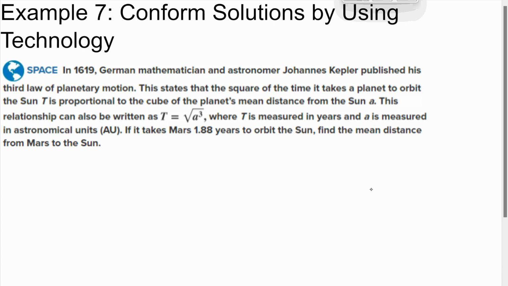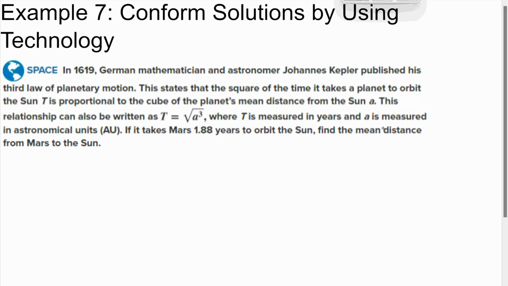All right, in example 7, we're going to confirm solutions by using technology. Okay, so we have Kepler's third law of planetary motion in here from 1619. And this states that the square of the time it takes a planet to orbit the sun, T, is proportional to the cube of its planet's mean distance from the sun, A.